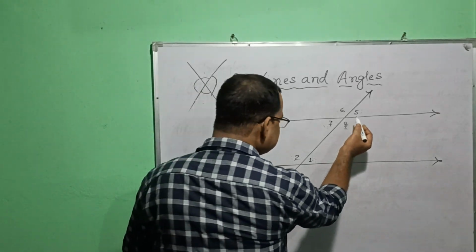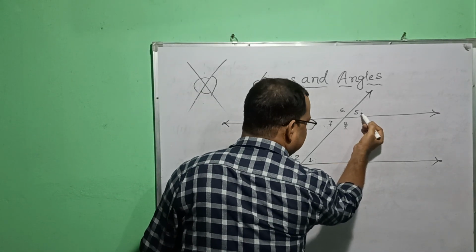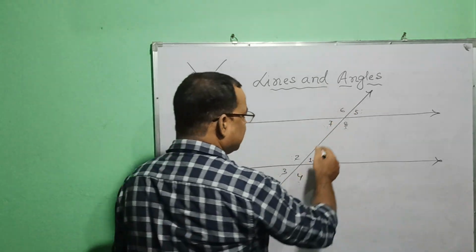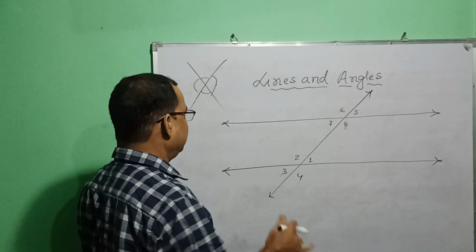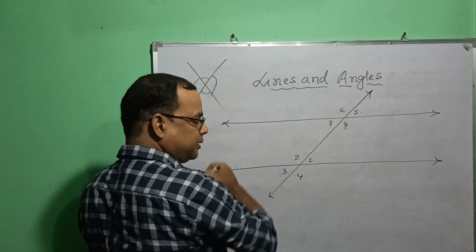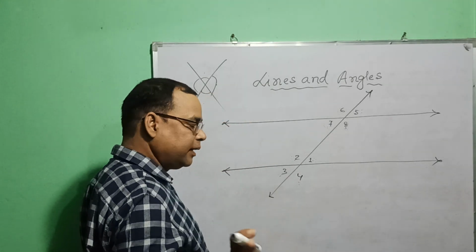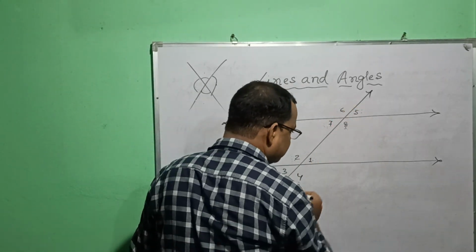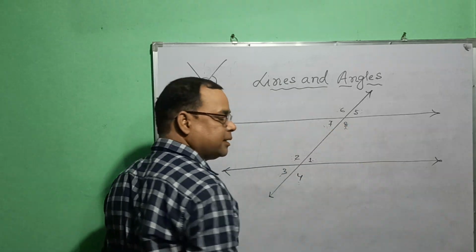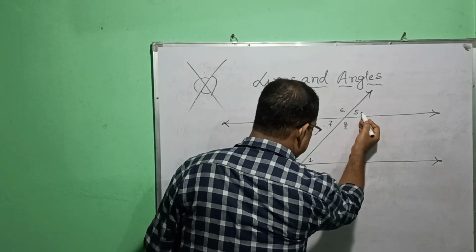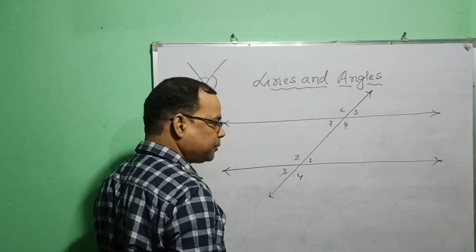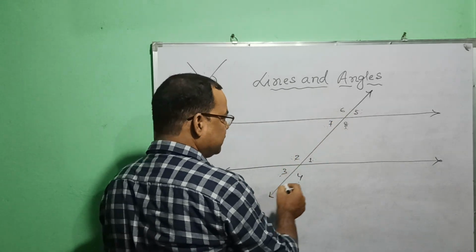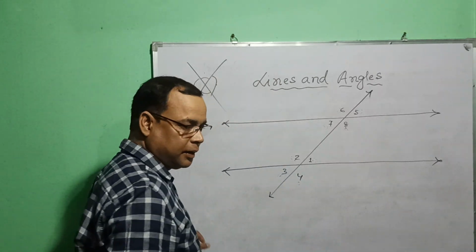Now, in a similar way, the alternate exterior angles 5 and 3 are also equal, 6 and 4 are also equal. And vertically opposite angles are always equal. Suppose here also, whenever the two lines intersect, vertically opposite angles are formed, and they are always equal. Now, corresponding angles. So corresponding angles are also equal whenever the lines are parallel. So here angle 5 and angle 1 are corresponding, so they are equal. 6 and 2 are also equal, 7 and 3 are equal, then 8 and 4 are also equal.